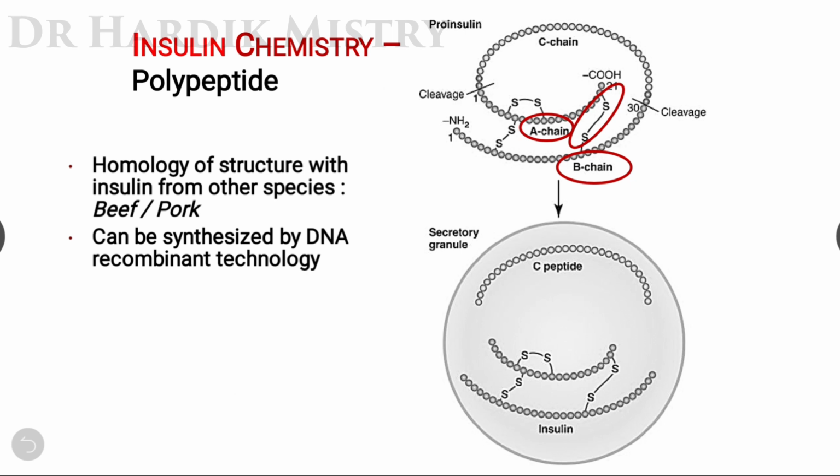So the structure of insulin: it's a polypeptide hormone. The structure of insulin is similar to insulin from other species, for example beef and pork, and it can be synthesized by recombinant DNA technology. The detailed structure of insulin you are going to learn in the biochemistry part. So we are just going through the physiology of the insulin hormone.